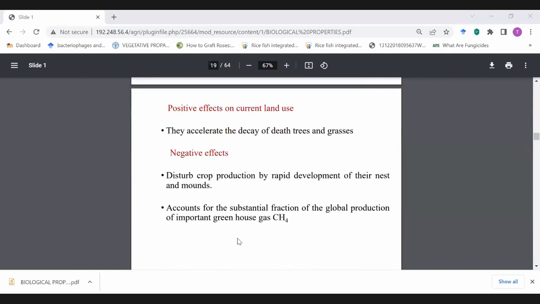They have both positive and negative effects on the current land use. The positive effects are they can accelerate the decay of dead trees and grasses. The negative effects are they disturb crop production by the rapid development of their nests and mounds. And termites may emit large quantities of methane and carbon dioxide, which are considered greenhouse gases.